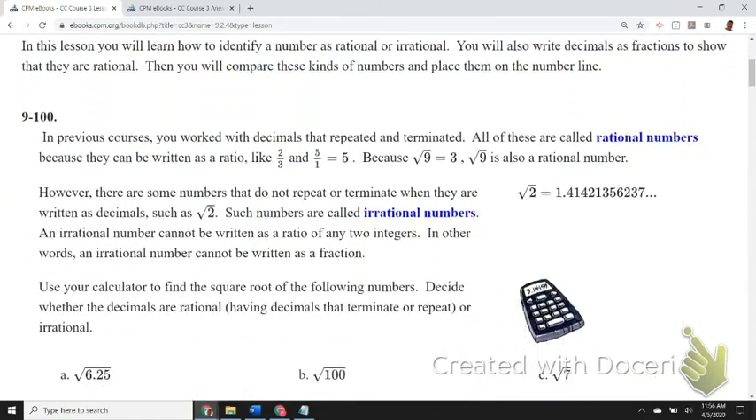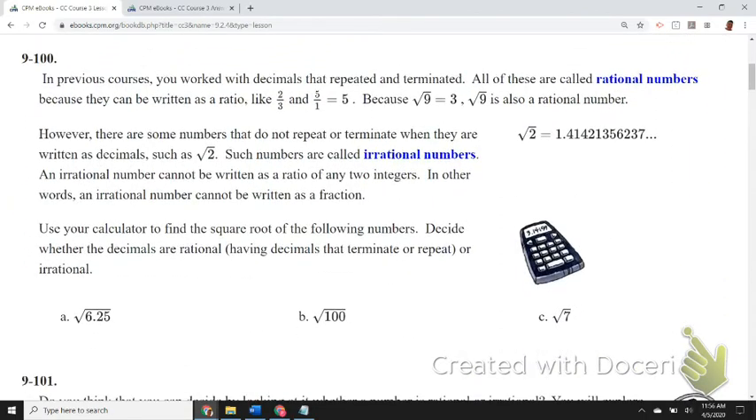Okay, let's just jump right into 9-100 here. It says in previous courses you worked with decimals that repeated and terminated. All of these are called rational numbers because they can be written as a ratio like 2/3 and 5 over 1 equals 5. Because the square root of 9 equals 3, the square root of 9 is also a rational number. However, there are some numbers that do not repeat or terminate when they are written as decimals, such as the square root of 2. Such numbers are called irrational numbers.